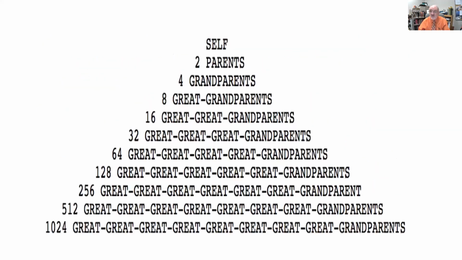Now, how many ancestors do you have? You have 2 parents, 4 grandparents, 8 great-grandparents, and 16 great-great-grandparents. Notice that the number continues to double as you go back in time. 11 generations in this diagram, 1,024 different people at the bottom of it.